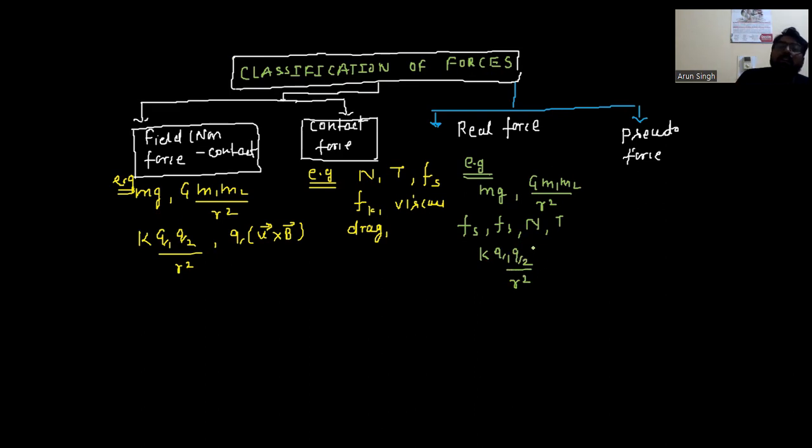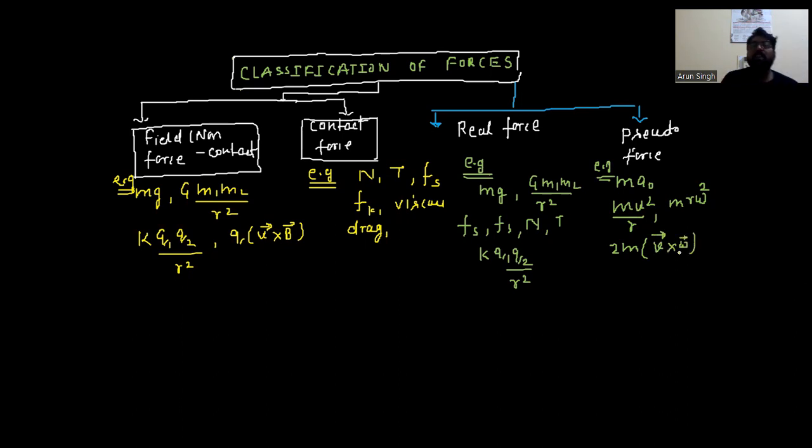This is also a real force. Okay, and what is pseudo force? M into a naught, m into b square by r, or you can say mr omega square. And one you will say 2mb. We will study in detail, so don't worry, don't take any type of tension.